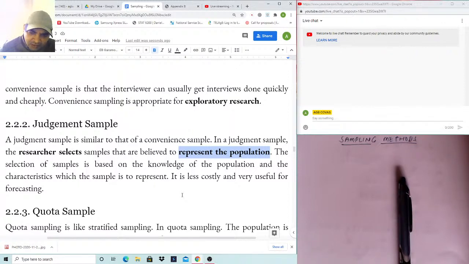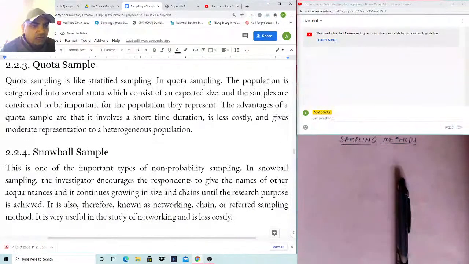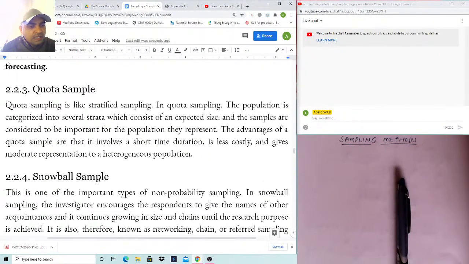So it is less costly and very useful for forecasting. If you just want to forecast, for that type of purpose, this judgment sampling is being done. Now, what is quota sampling? Quota sampling is like stratified sampling.